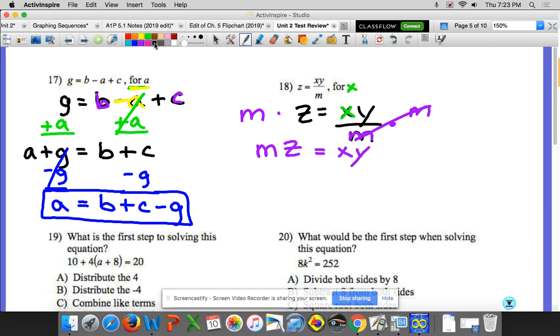Now, if we want to get X by itself, we're going to divide both sides by Y because they're being multiplied together. And once again, when it comes to literal equations, if we get X by itself, which we will after the Y's cancel, the other side is our answer. So we're going to have MZ, or you could have ZM, over Y equals X. Okay?